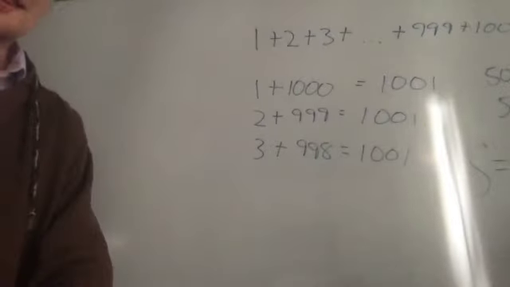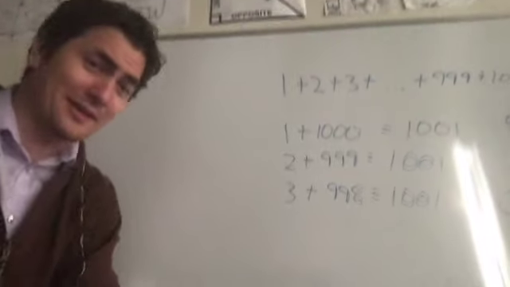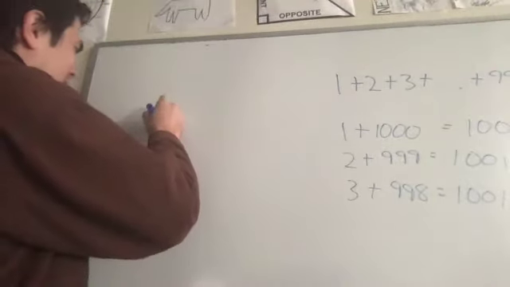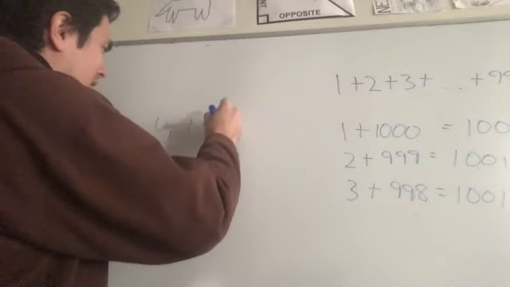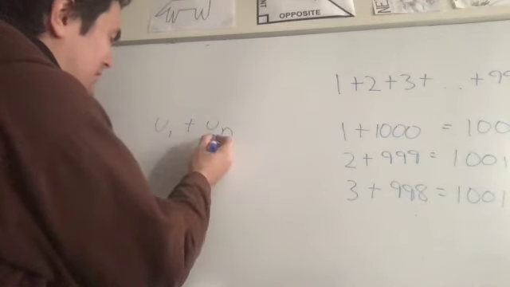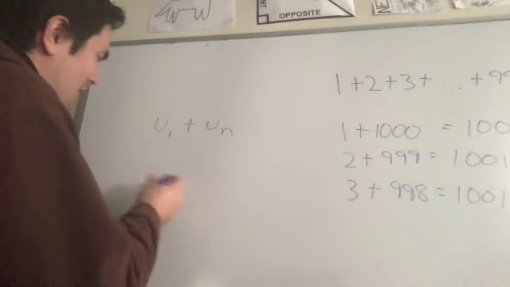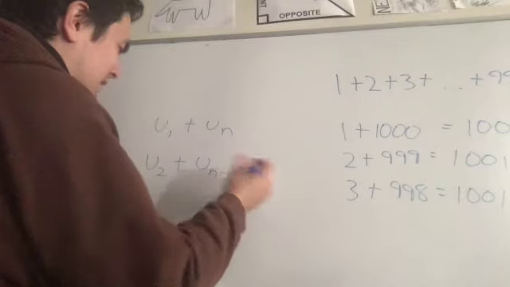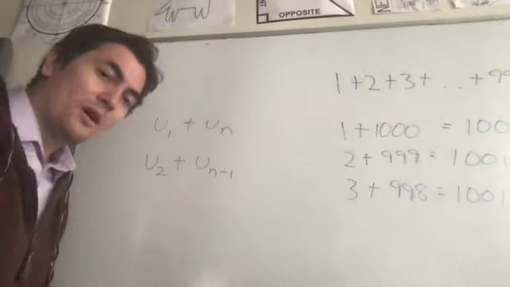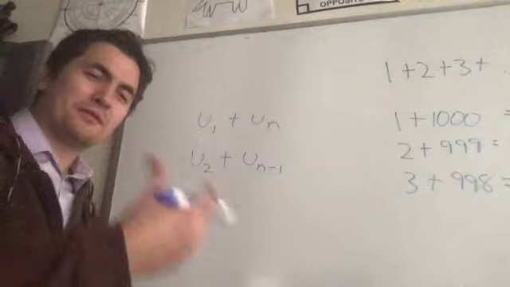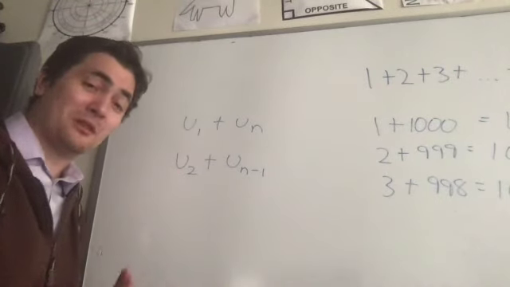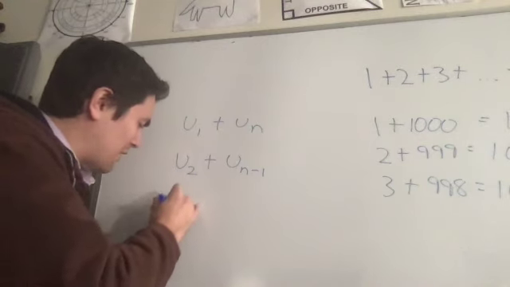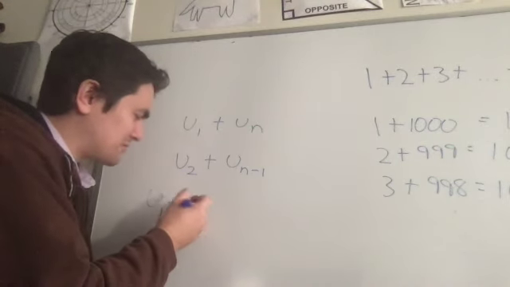And logically, why is it that that's going to be the case? Well, if you're curious, let's take a look at it. All right, well, u1 plus the last term. u1 plus un, so the first term plus the last term. Now let's consider the second term plus the second to last term. Using the equations for an arithmetic sequence, which is what this is, an arithmetic series, the second term is just going to be u1 plus d.